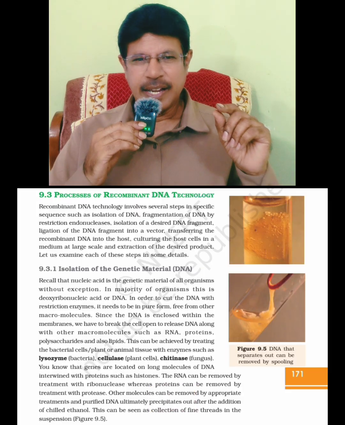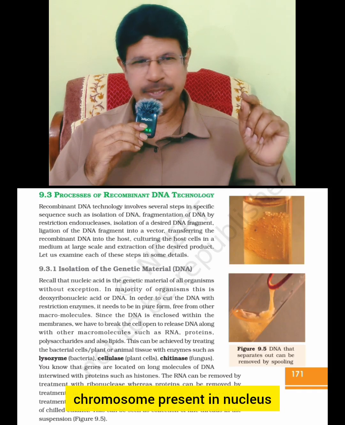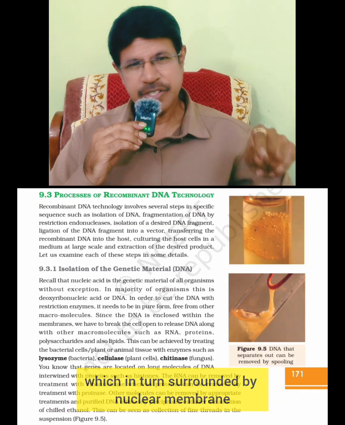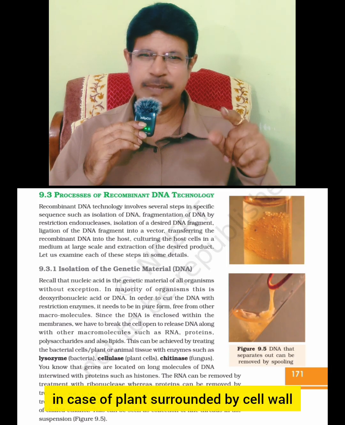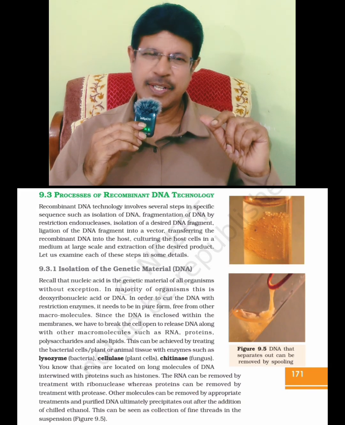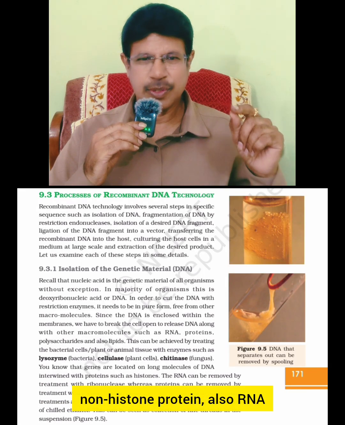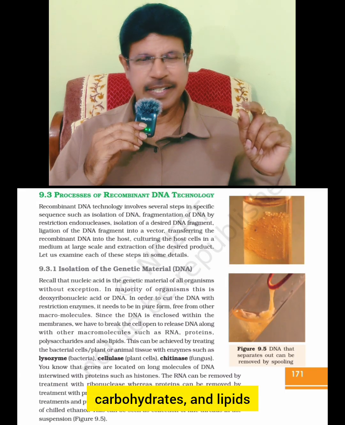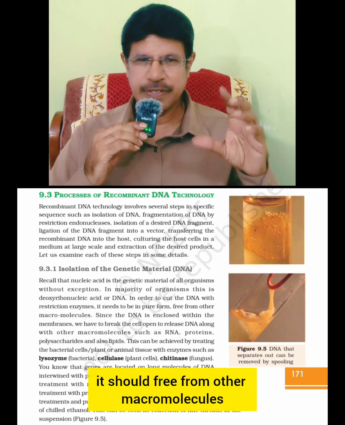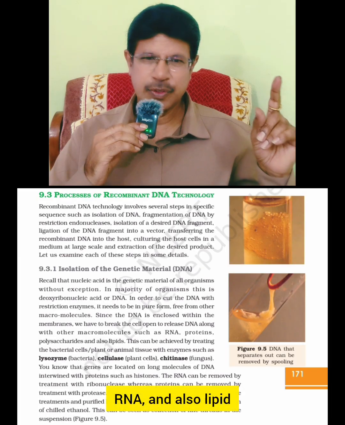Next, the DNA is enclosed within membranes. DNA is present in the chromosome in the nucleus, surrounded by the nuclear membrane, in turn surrounded by cytoplasm, which in turn is surrounded by the cell membrane, and in case of plants, by a cell wall. In an animal cell, just the membrane. Next, DNA is intertwined with histone protein, non-histone protein, also RNA, carbohydrates and lipids. So by appropriate methods and enzymes, you should free it from other macromolecules like protein, carbohydrate, RNA and also lipid.